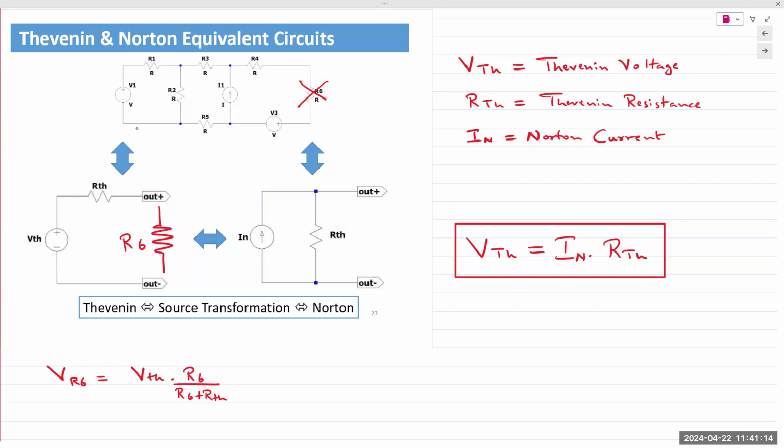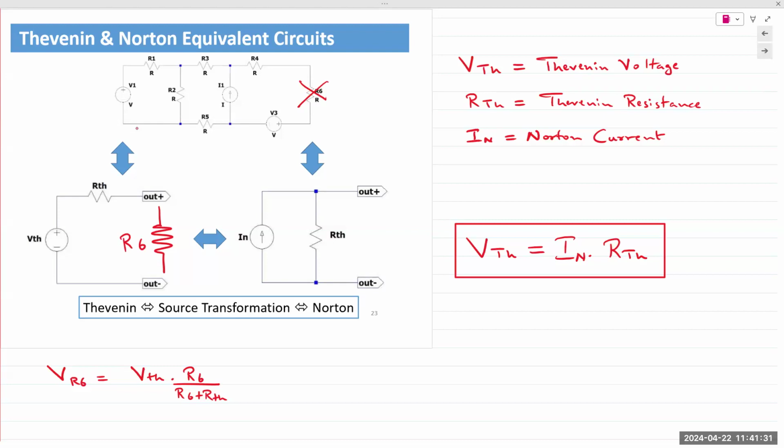The other reason is sometimes it is not possible to calculate RTH. You cannot calculate REQ because some circuits are not reducible. Simple circuits, yes. Large circuits, not.